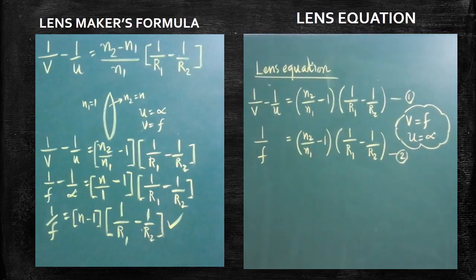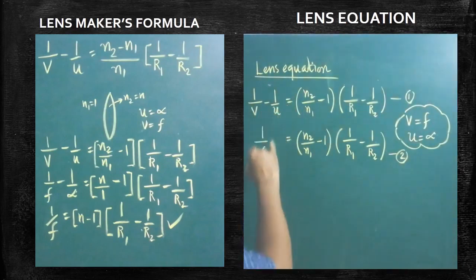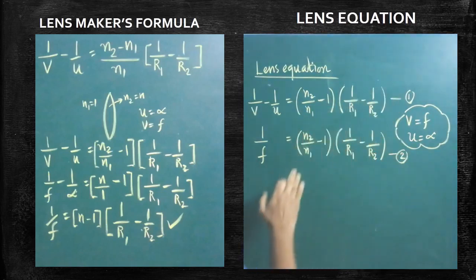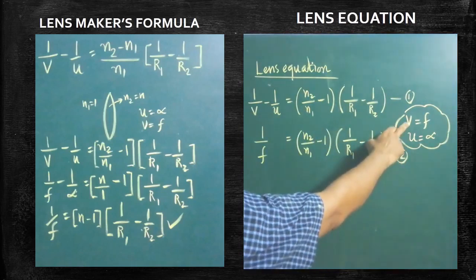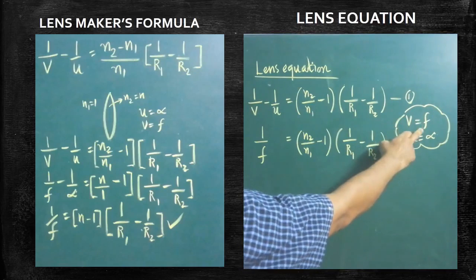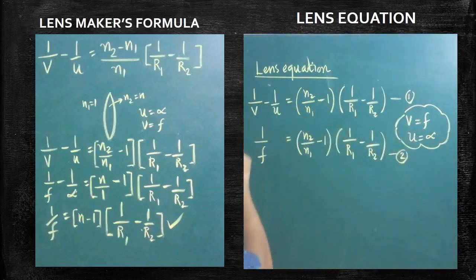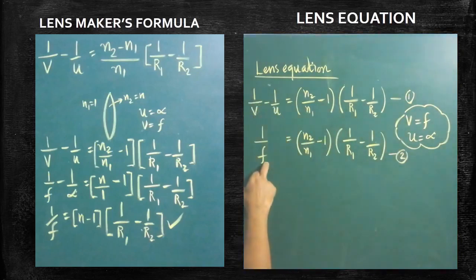Here this is also another important equation. This is one of the steps which we have already derived. 1 by V minus 1 by U is equal to N2 divided by N1 minus 1, in bracket 1 by R1 minus 1 by R2, was already derived. Here when the object is kept at infinity, what will happen? The image will be formed exactly at the principal focus. Therefore the image distance will become F. So instead of V substitute F, instead of U substitute infinity. 1 by infinity is equal to 0. Therefore 1 by V becomes 1 by F.